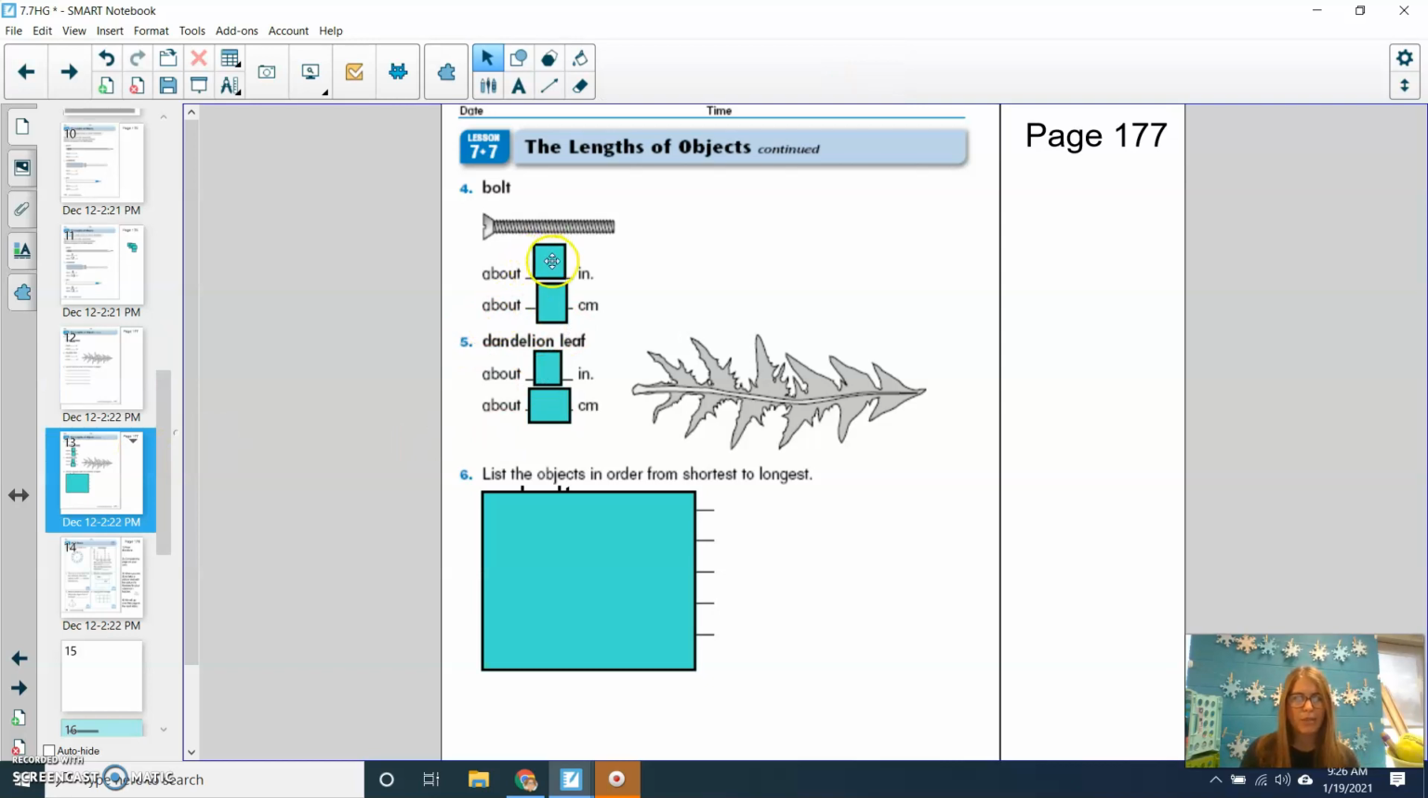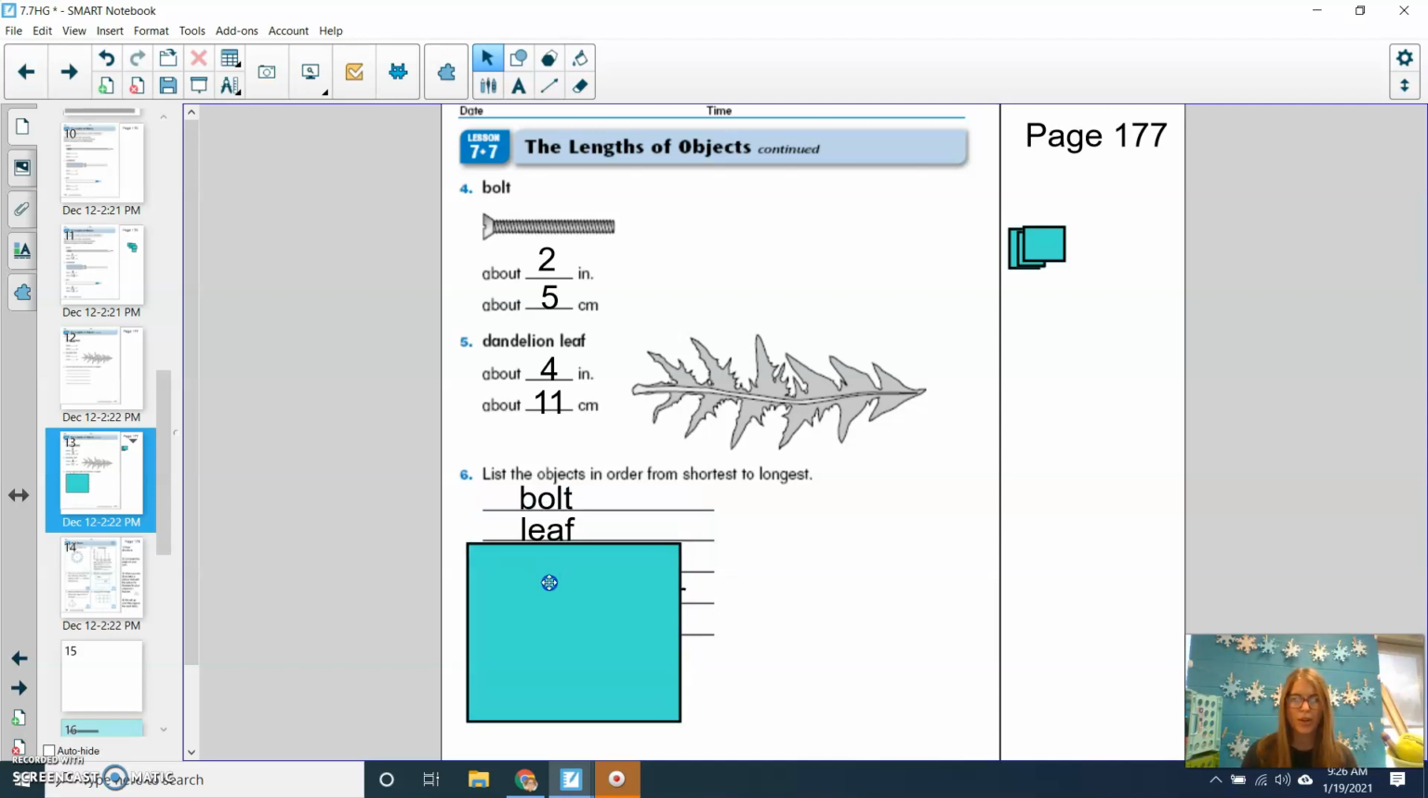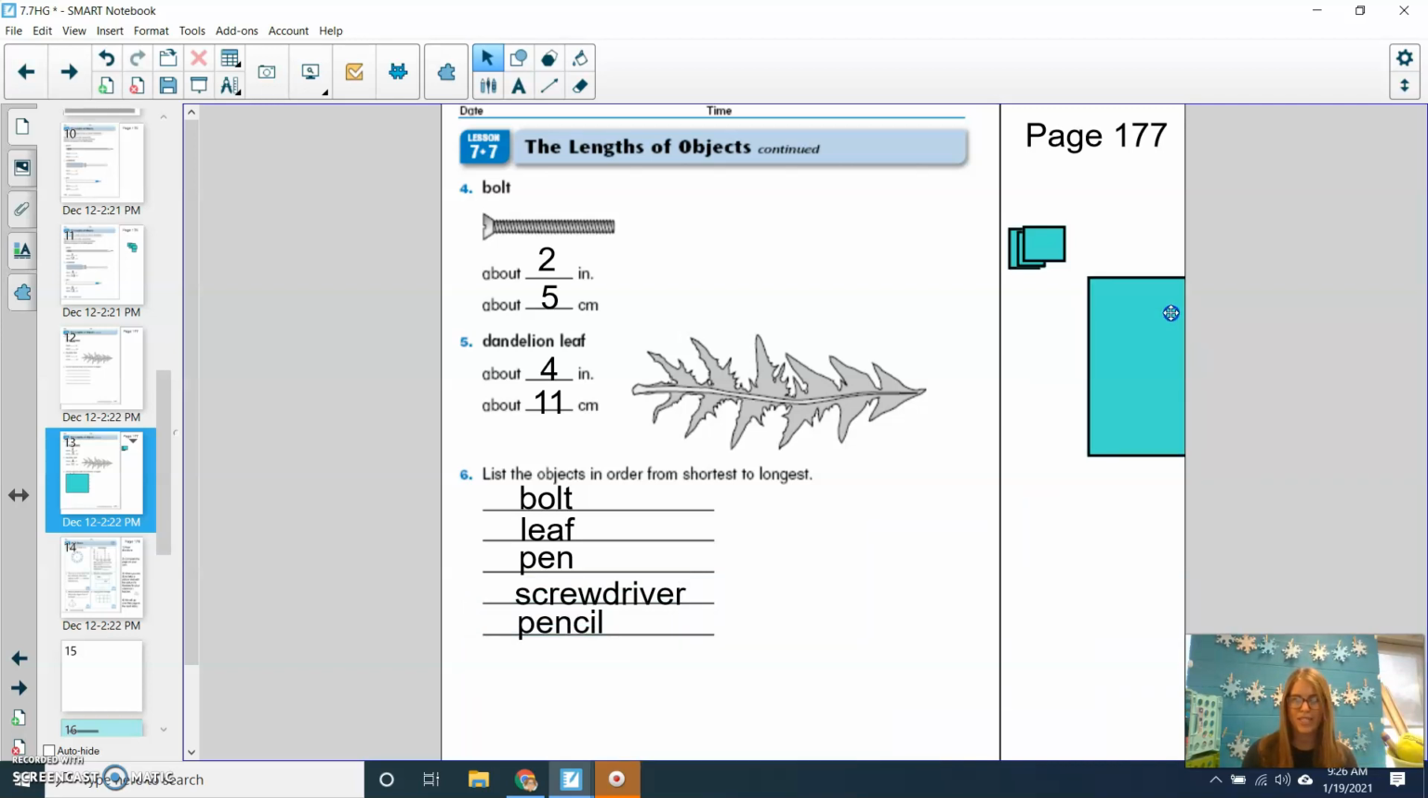All right, second graders, when I measured the bolt, I had 2 inches, and then I had 5 centimeters. When I measured the dandelion, it was about 4 inches, and it was about 11 centimeters. And again, if you had different measurements, you can try measuring it one more time. And then for question number 6, list the objects in order from the shortest to the longest. So I had the bolt was the shortest, then the leaf, followed by the pen, and then the screwdriver, and my longest one was the pencil. So double check to make sure that you have your pages correct before moving on to math boxes.